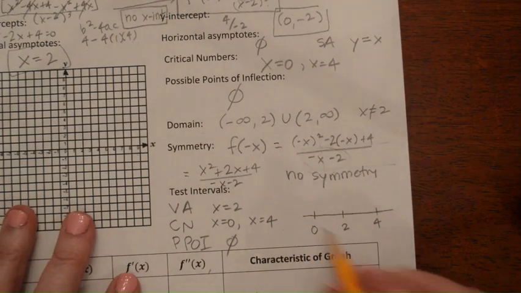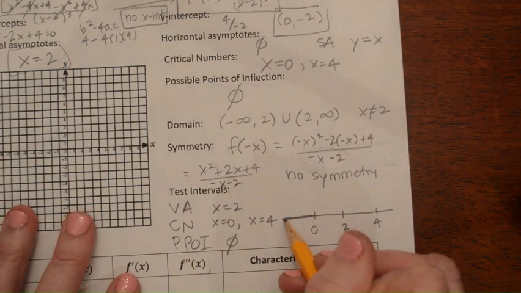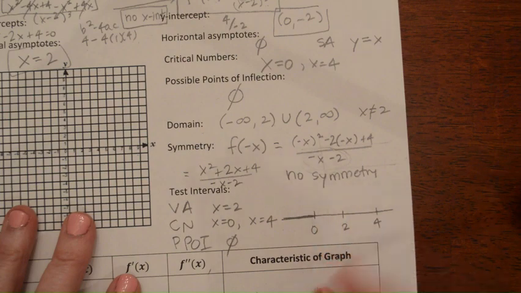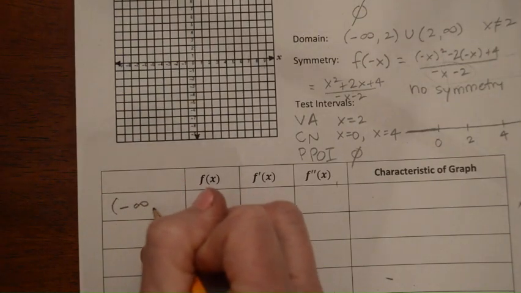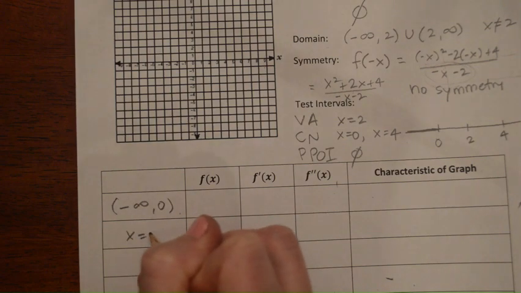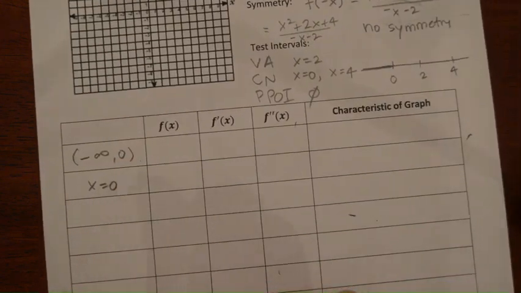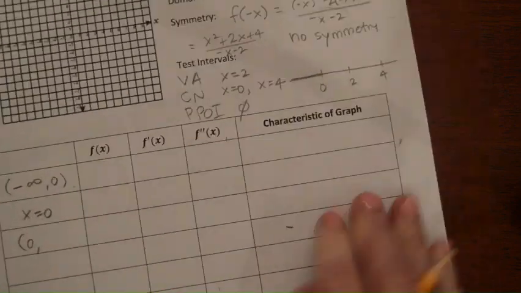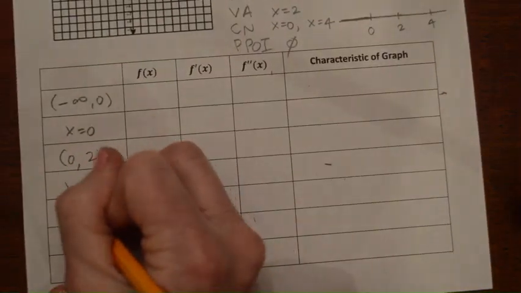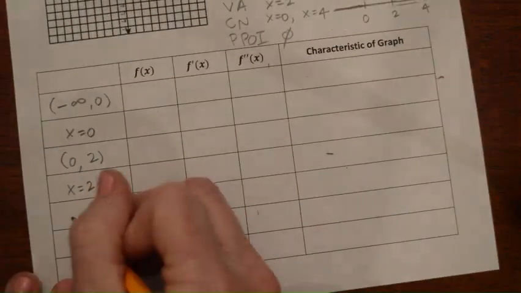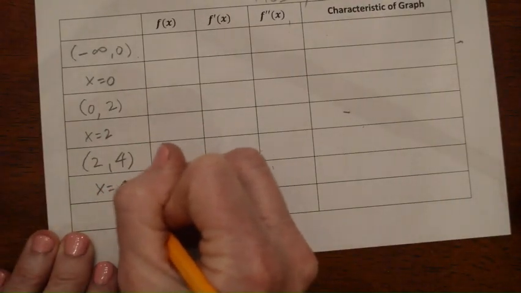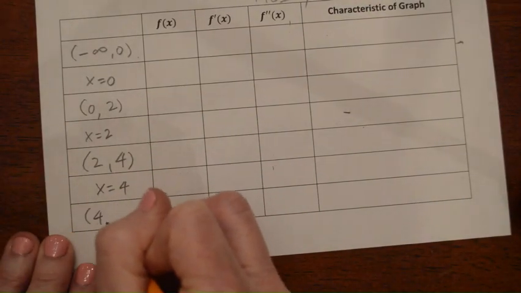If you remember from the last example, the first thing we do is put down the interval that takes us up to 0. So this is going to be negative infinity to 0, and then we'll put in 0, the endpoint of that. Then the next interval is 0 to 2. And then we'll say x equals 2. Then we'll go from 2 to 4. And then we'll say x equals 4. And then 4 to infinity.